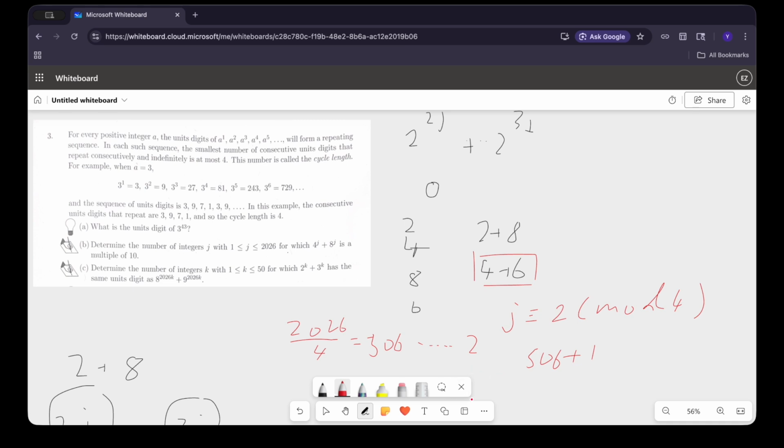Since here we are still left with the 2, which can still give plus 1. And our final answer for B is 507.